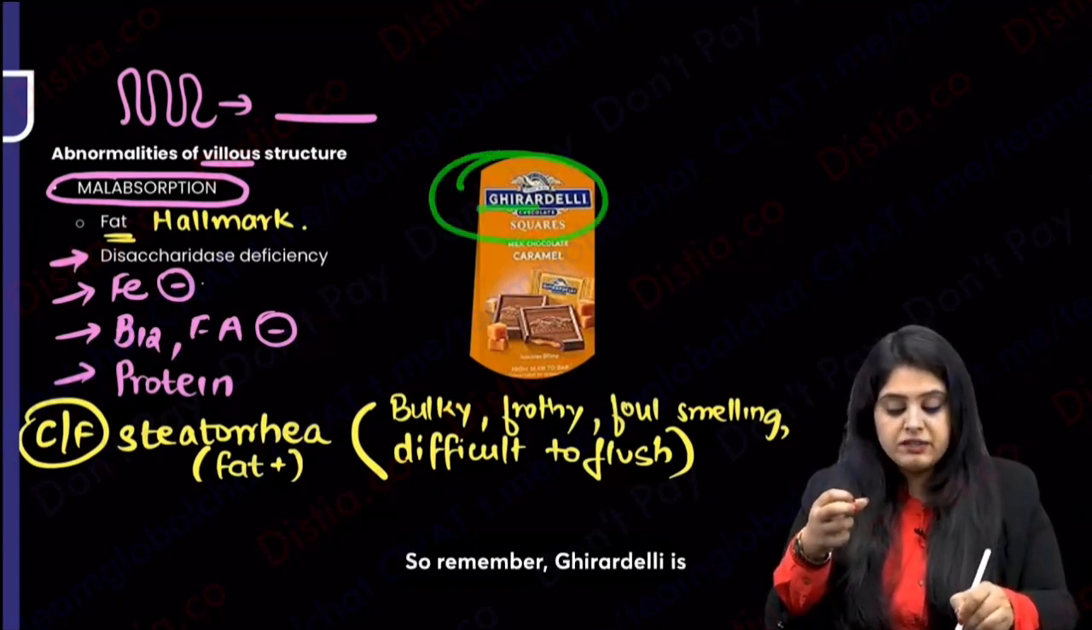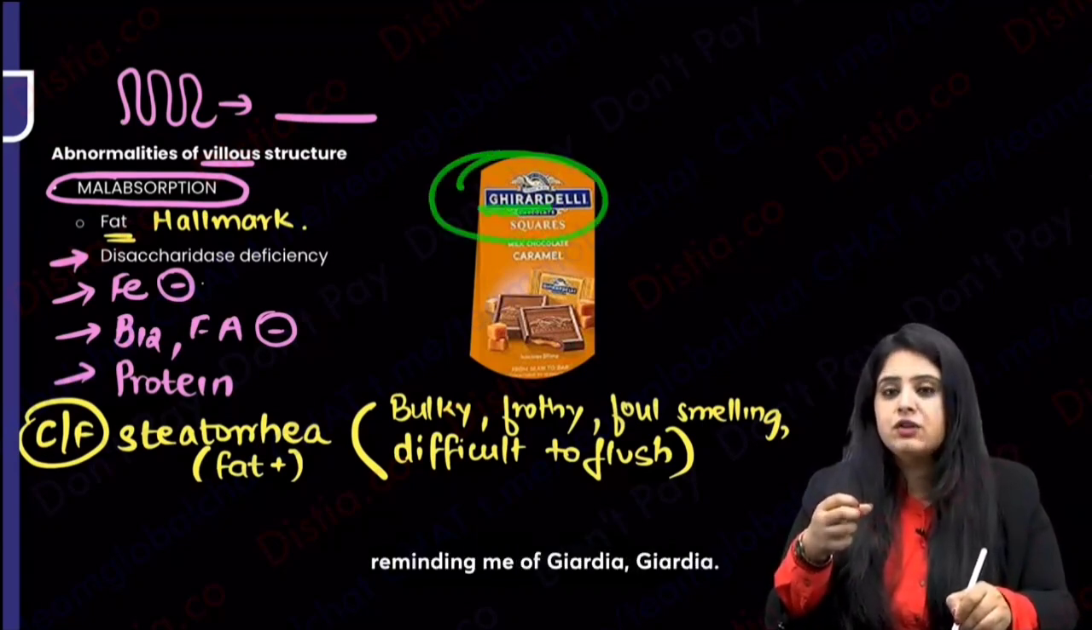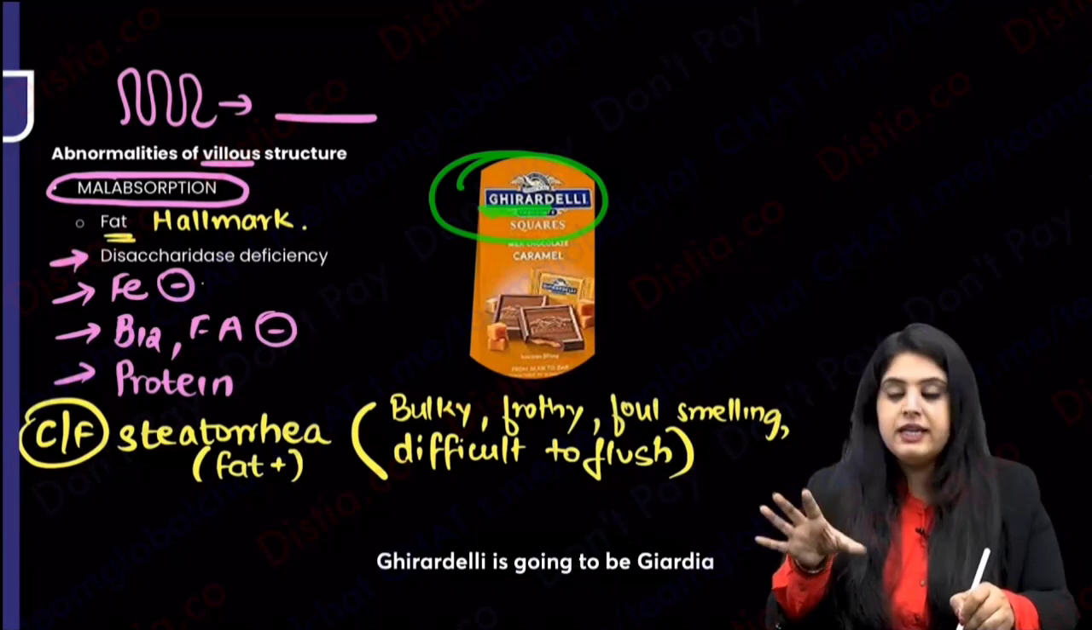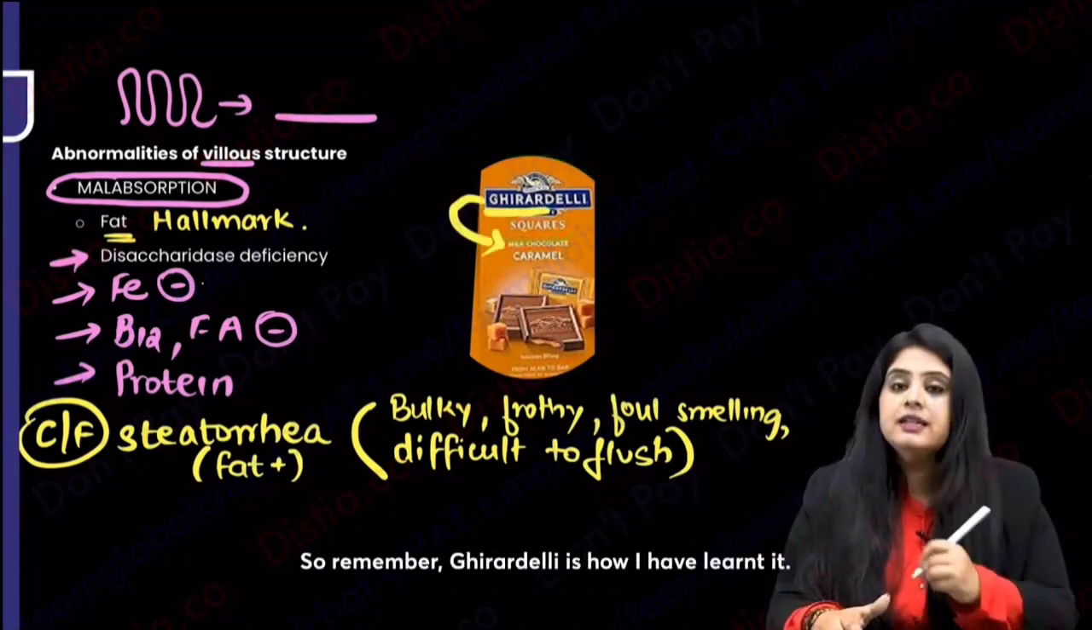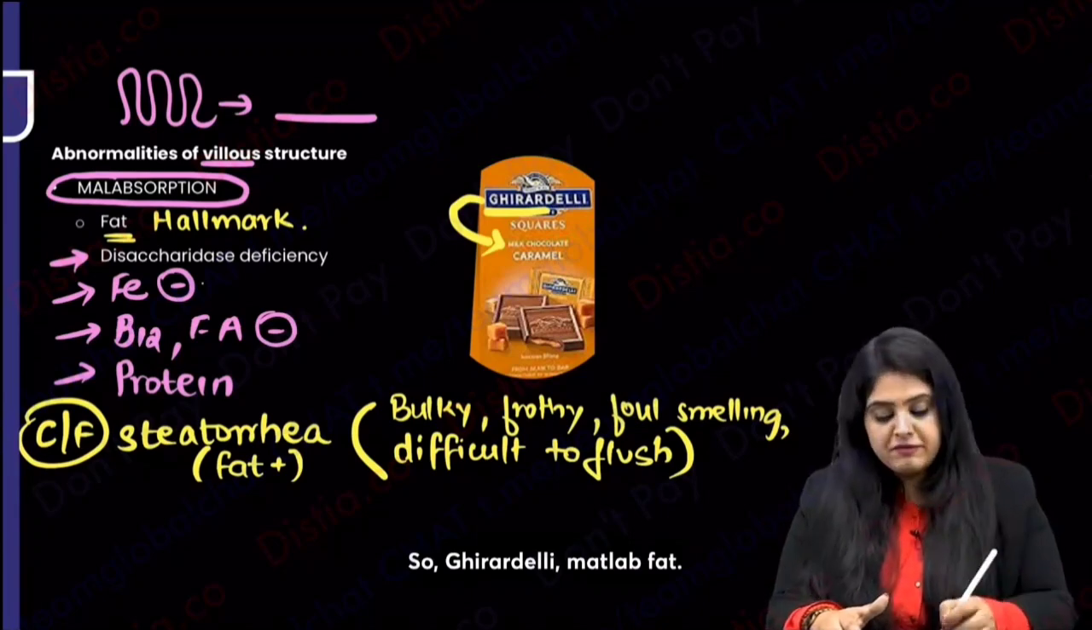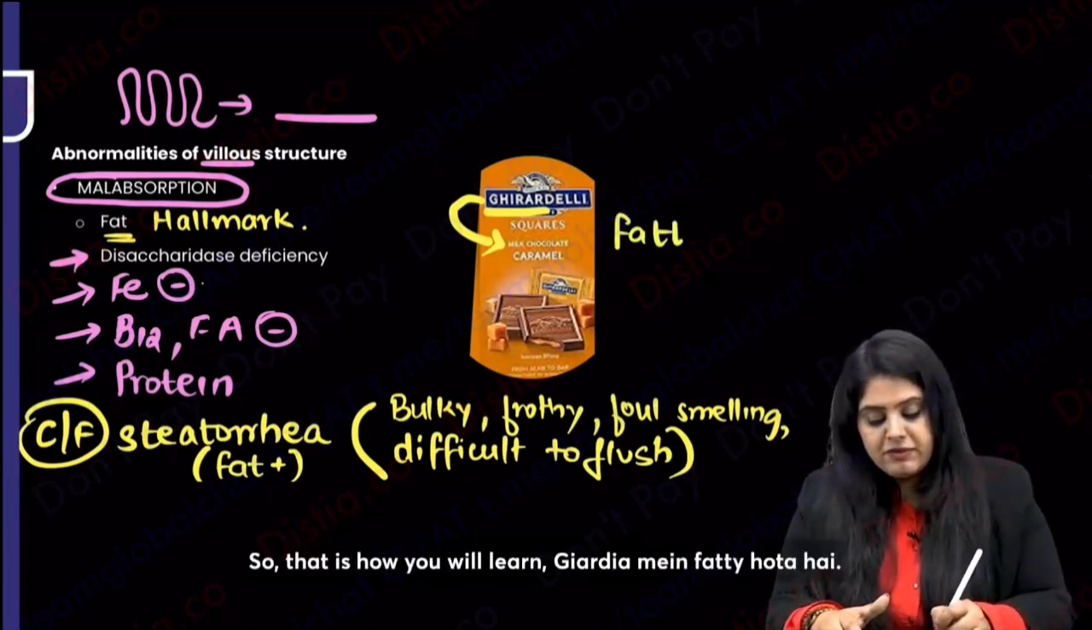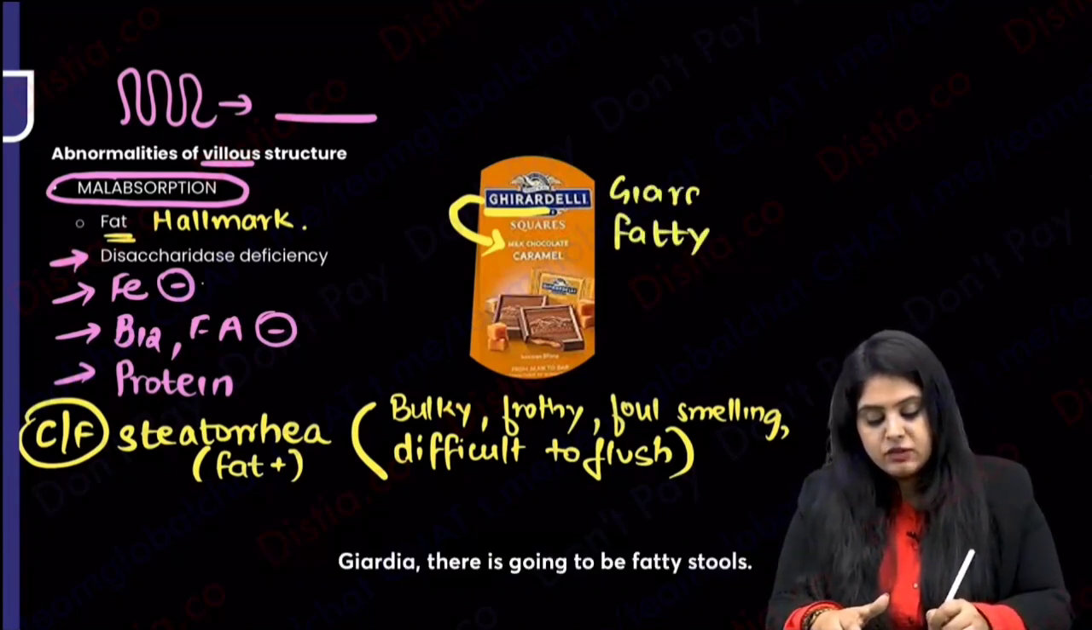So remember, Ghirardelli is reminding me of Giardia. So I'll call it Ghirardelli. Okay, so Ghirardelli is going to be Giardia, and chocolates are obviously fatty. So remember, Ghirardelli is how I have learned it. So Ghirardelli means fat. So that is how you will learn that Giardia has fatty stools. In Giardia, there is going to be fatty stools.